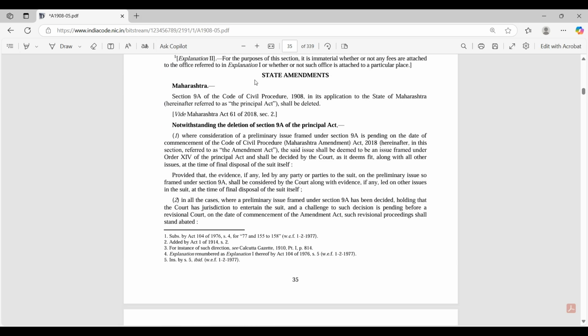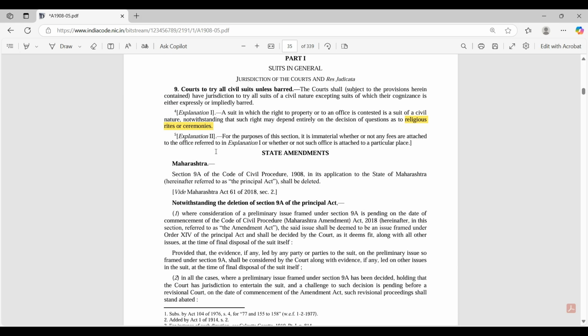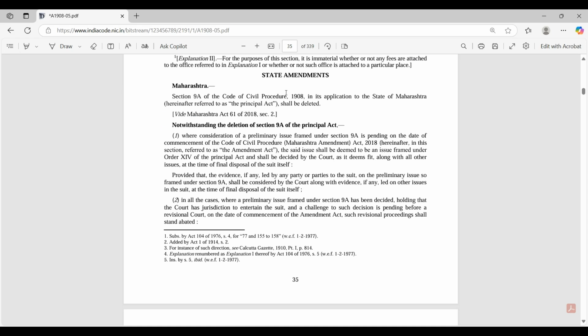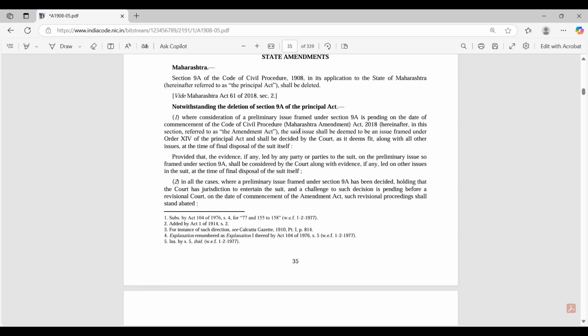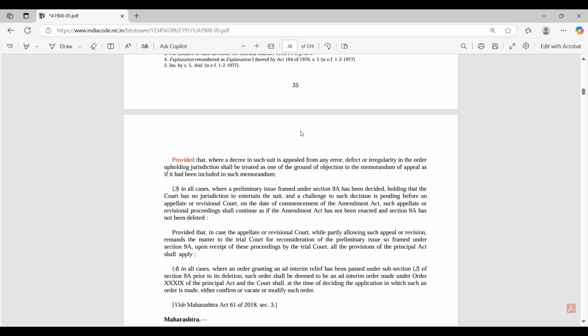And this is the state amendment which Maharashtra made with regard to section 9. So it's not mandatory, but if you are from Maharashtra and if you're appearing for judicial examinations of Maharashtra, then it becomes very necessary for you to read this particular section. They do ask amendments in the judiciary examinations as well.